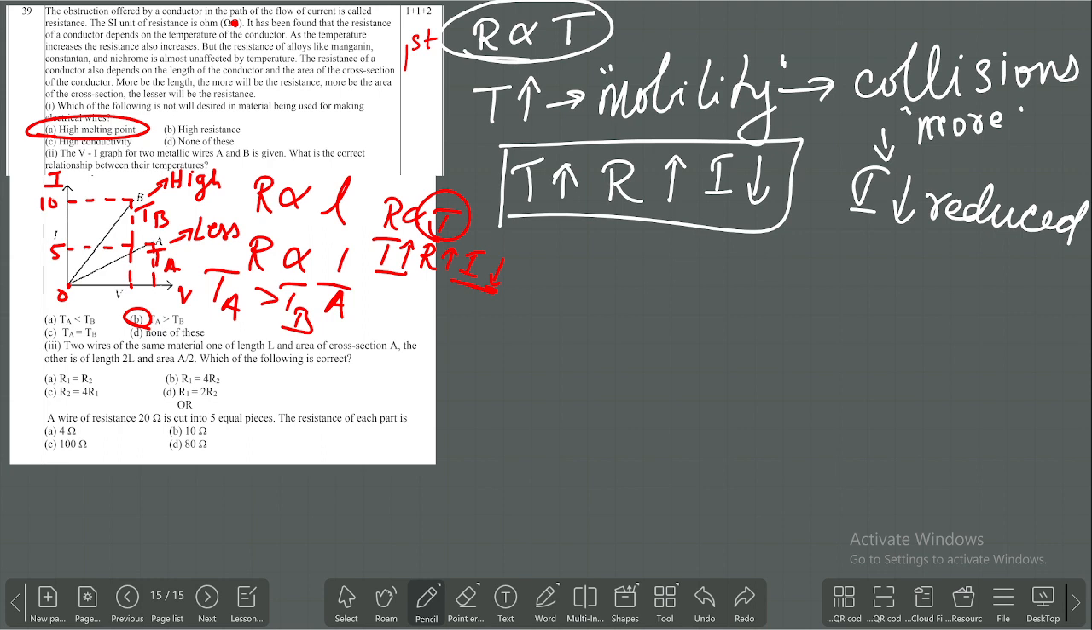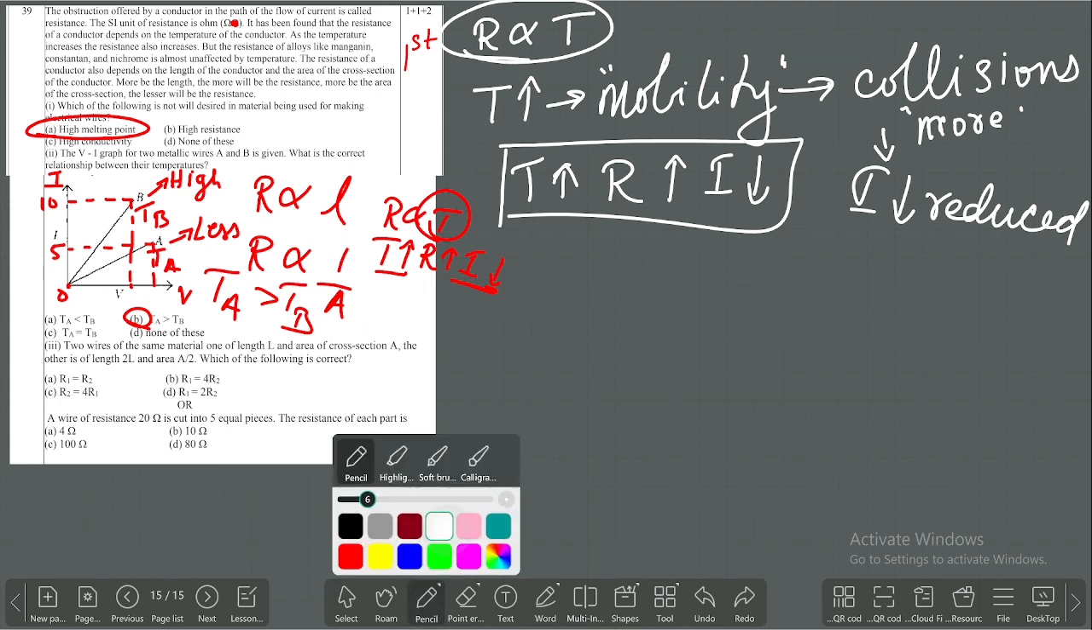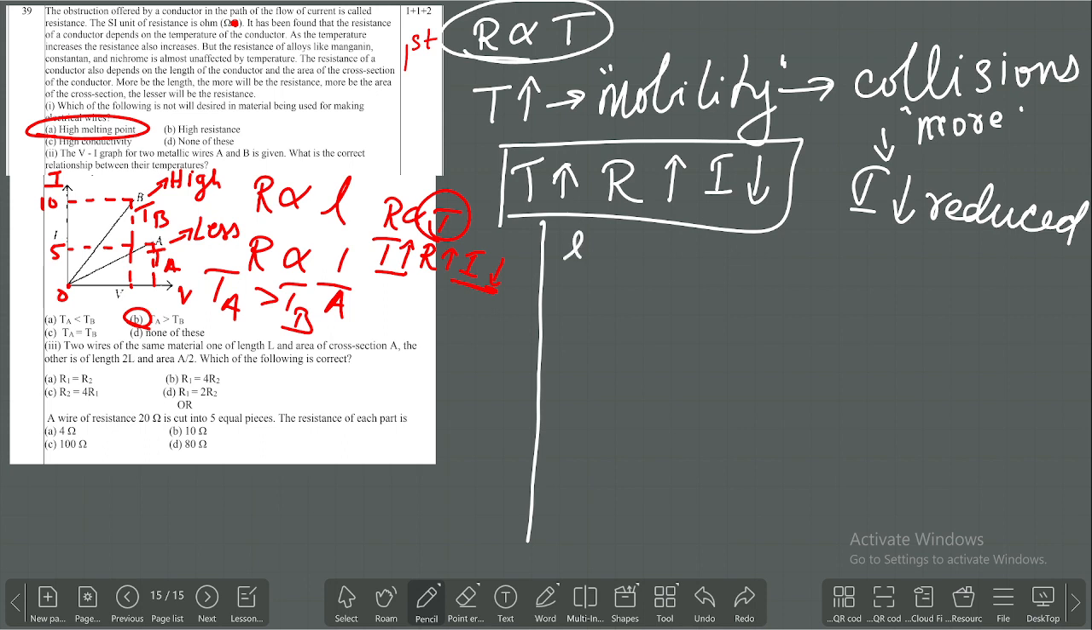Next question. Two wires of the same material, one having a length and another having a cross section of A. So let us name the wires. L1 has a length of L and area of cross section A. And one more wire, L2, has length 2L and area of cross section A2 equal to A by 2. Which of the following is correct? Same material means the resistivity of both wires is the same. So rho 1 is equal to rho 2 is equal to rho.